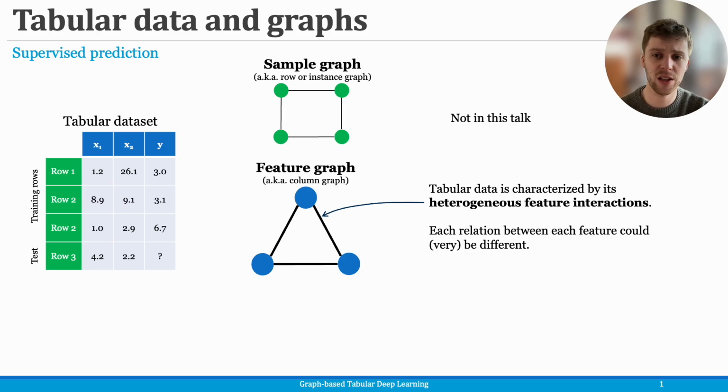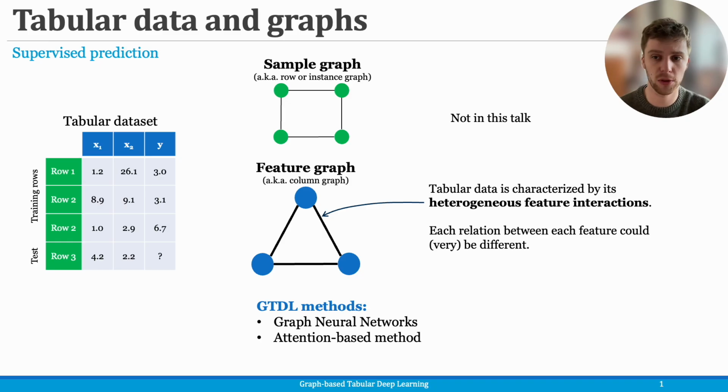What tabular data characterizes is that these feature interactions are heterogeneous. Each relation between each feature could be very different. This is in contrast with, for example, vision, where each feature represents a pixel. We are going to discuss two types of graph-based tabular deep learning methods, or GDTL in short. The first type of methods are graph neural networks, GNNs, and the second type of methods are attention-based methods.